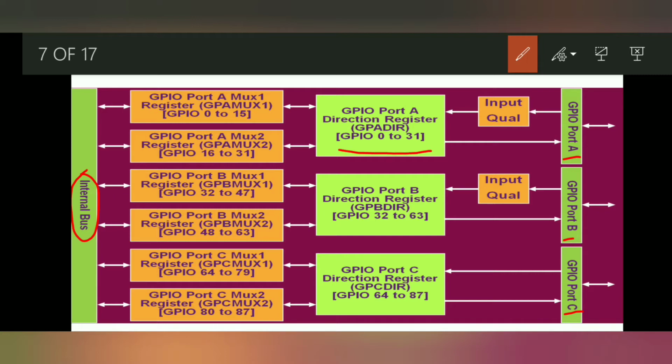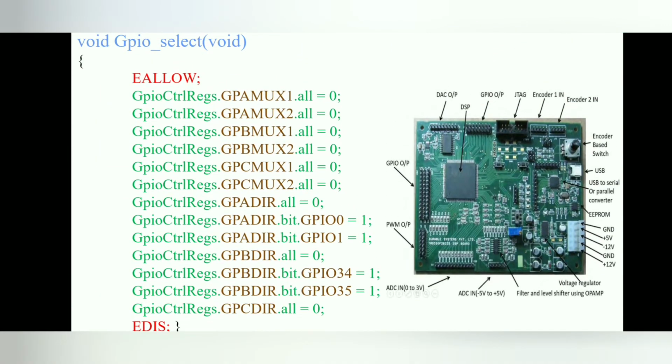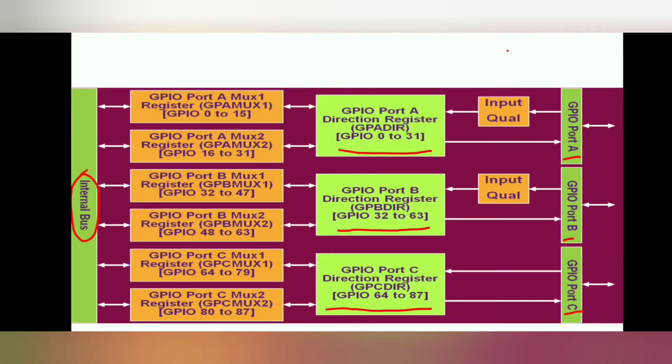Port A will be 32 bit, port B will be 32 bit, and of the total 88 GPIO pins, the remaining pins will be connected to our port C. In this example we want to use pins 0, 1, 34 and 35. Pins 0 and 1 are connected to MUX 1 of port A, and 34 and 35 are connected to port B of MUX 1.